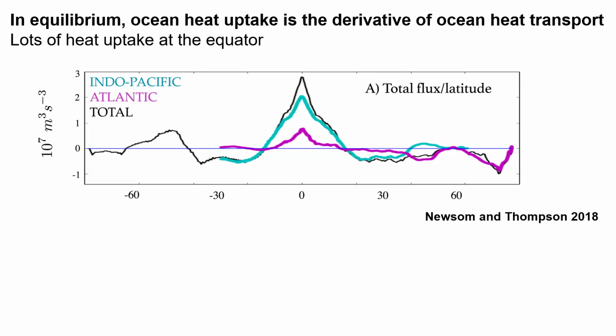And the other thing to notice is the Pacific is taking up a lot of heat at the equator. That's the cyan line. And then the Atlantic is taking up less heat at the equator, but it's still significant.